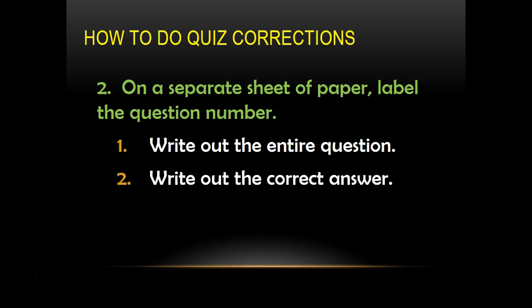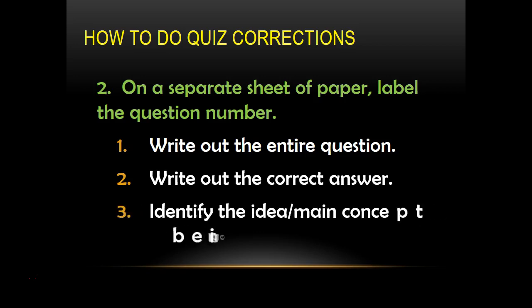I want you to write out the correct answer so we know what the correct answer is. I want you to identify the main idea or the concept being covered. And by the way, please number this exactly as it's being numbered right here. So number 1 would be the question, number 2, the answer, number 3, what is the main concept?